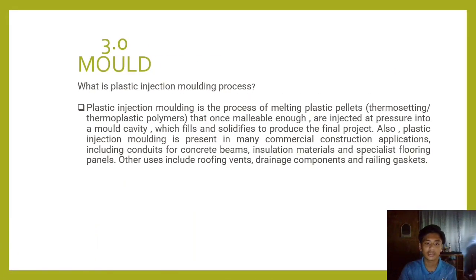Okay, mold. What is the plastic injection molding process? Plastic injection molding is a process of melting plastic pellets, thermosetting or thermoplastic polymers, that once malleable enough are injected at pressure into a mold cavity, which fills and solidifies to produce the final product. Also, plastic injection molding is present in many commercial construction applications, including conduits for concrete beams, insulation materials, and especially flooring panels. Others include roofing vents, drainage components, and railing gaskets.